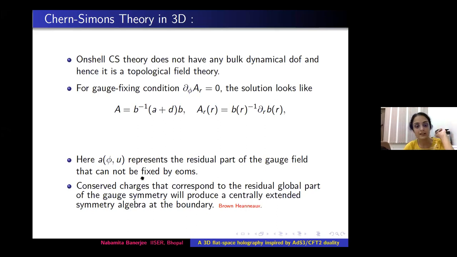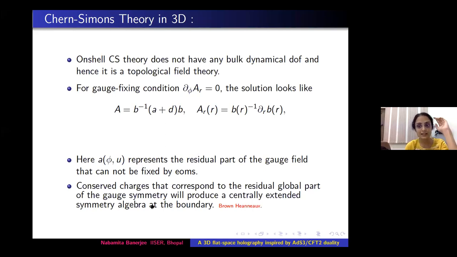not fixed. Okay? So the conserved charges that correspond to this residual global part of this gauge symmetry, I mean, since you still have a part that is not fixed, you will have a part of your symmetry that is also not fixed. And we will just take the global part of that and construct the conserved charge corresponding to that global part of the symmetry. And that symmetry is what will give you the symmetry algebra at the boundary.